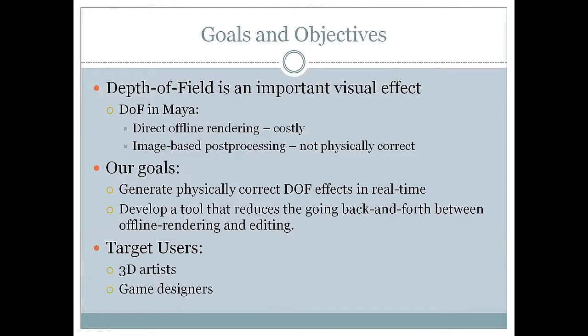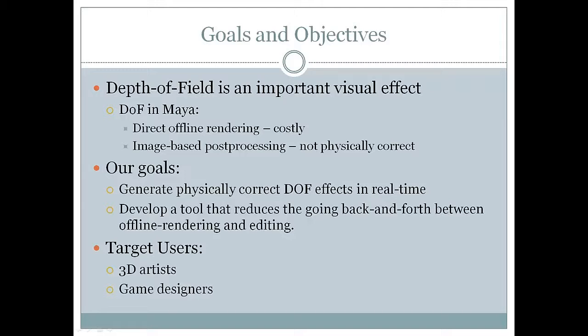Depth of field is an important visual effect in computer graphics or computer animation. Usually to do a depth of field effect in Maya you have two options. First is to directly render the scene offline using offline rendering like Mental Ray or other Maya plugins. But this approach is costly because you need to go back and forth to adjust the focal length to see the result you want.